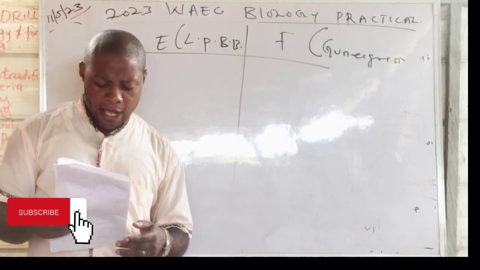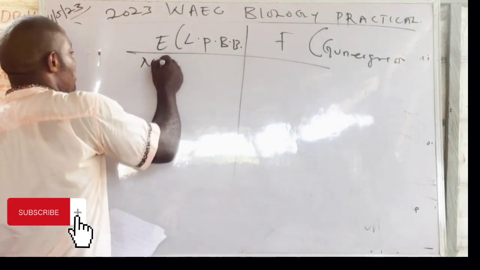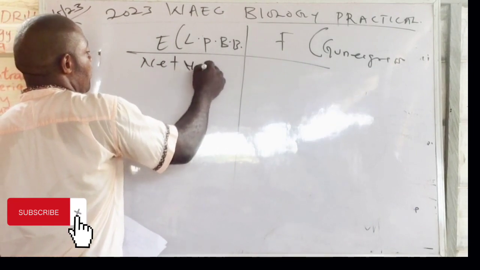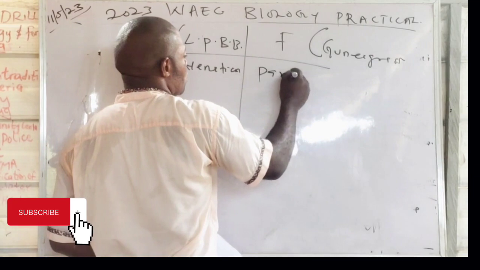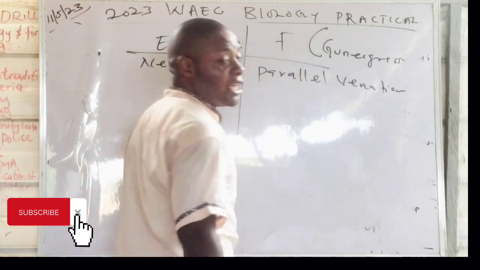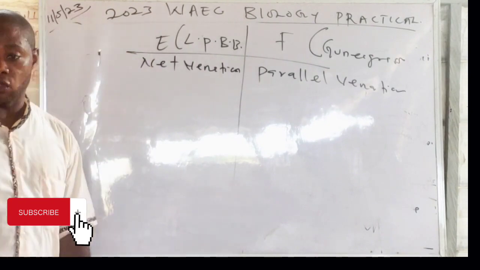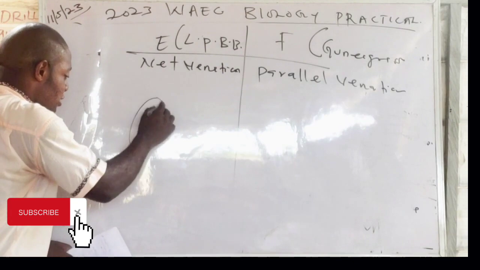They exhibit net venation. Why this one, parallel venation. I will explain what is meant by venation. If you look at leaves, there are two major types of venation. We have net venation, leaves that are like this.